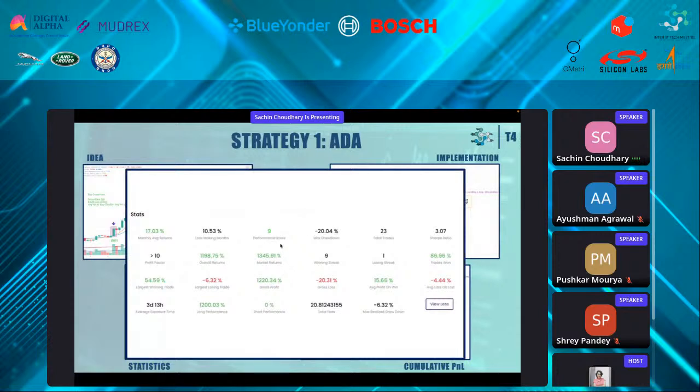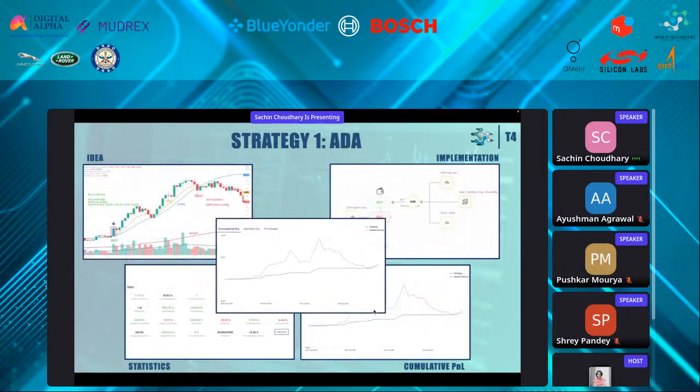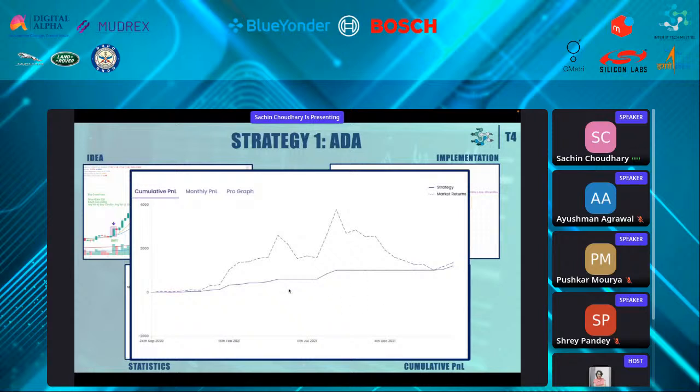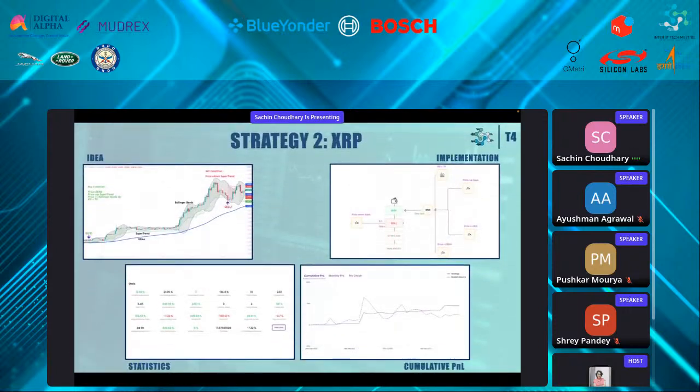Here we can see that the performance score is 9, the Sharpe ratio is 3.07, and the profit factor is greater than 10. And we can see that the win rate is 86.96%. Max realized drawdown is 6.32, and all the other statistics are also good. Next, we can see the cumulative profit and loss graph. Here we can see that the graph is consistently increasing. There is very little loss, and finally we are close to the overall returns and the market returns. Okay, so the next strategy will be presented by Anshuman.